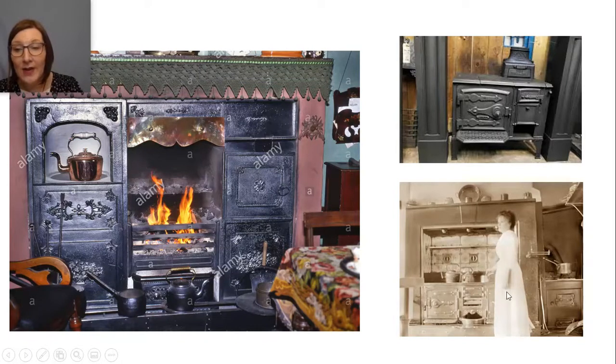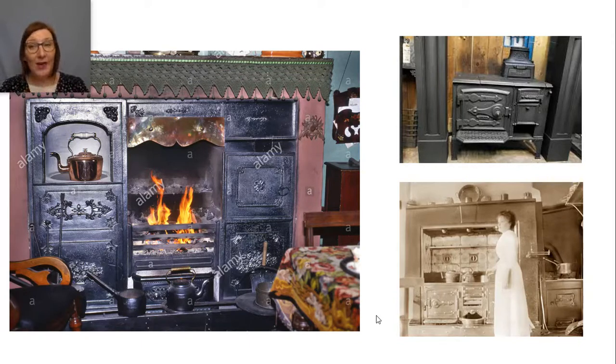And here's a Victorian lady in her kitchen with her kettles on the top to boil the water to make a cup of tea. And to do some toast, they used to have to pop it onto a special fork and hold it in front of the fire to make their toast. So the way that we cook today is very different to the way that they cooked in Victorian times.